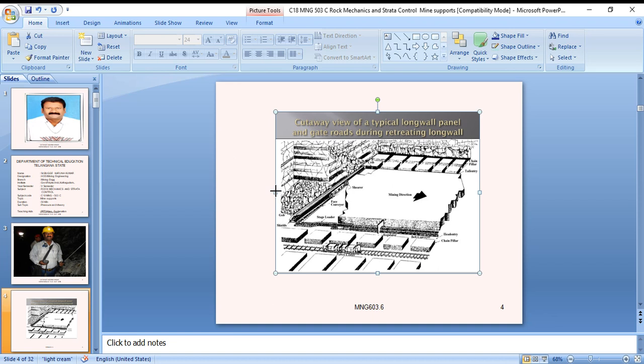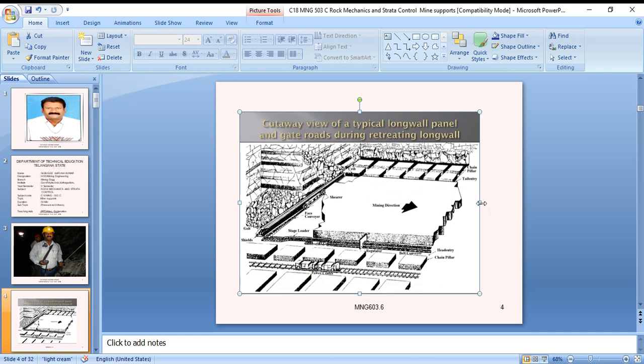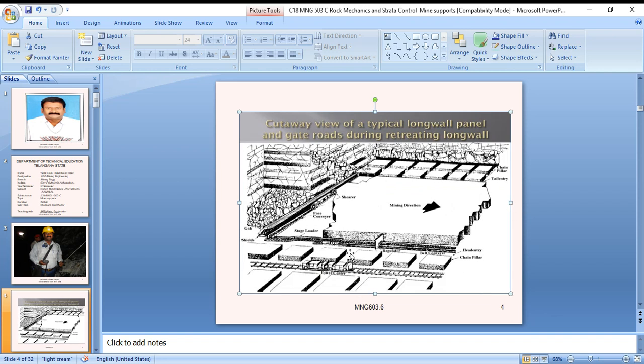How the rock is distributed and disturbing the surface area is shown here. Generally, it is important to clearly understand the behavior of the strata and the associated mechanics in and around the longwall panel, so that appropriate measures can be applied to control the phenomena.